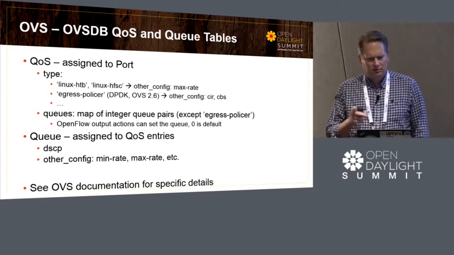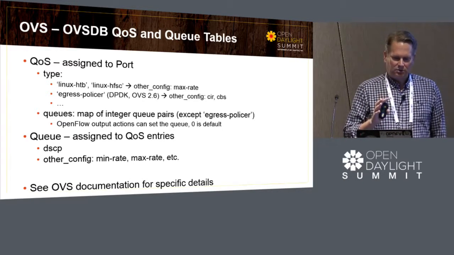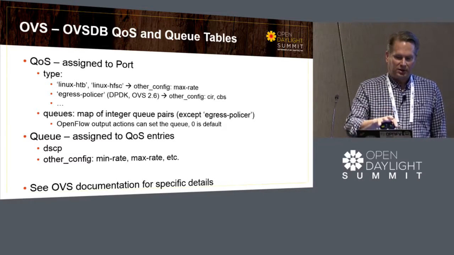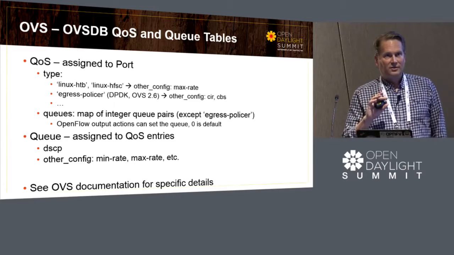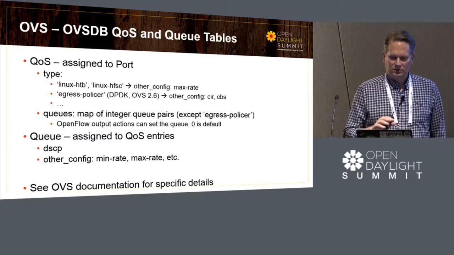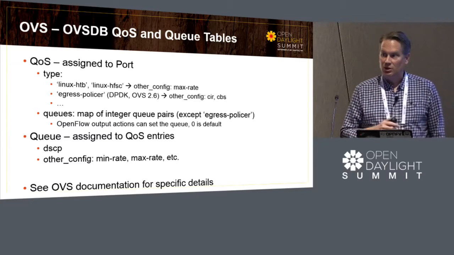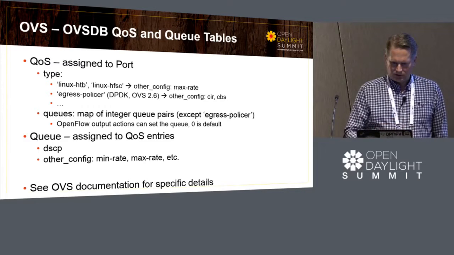The other thing I wanted to mention is that the QoS policies defined here are in effect for the traffic egressing the vSwitch. So traffic going out of a port is what these parameters apply to. All right, I think that's it.